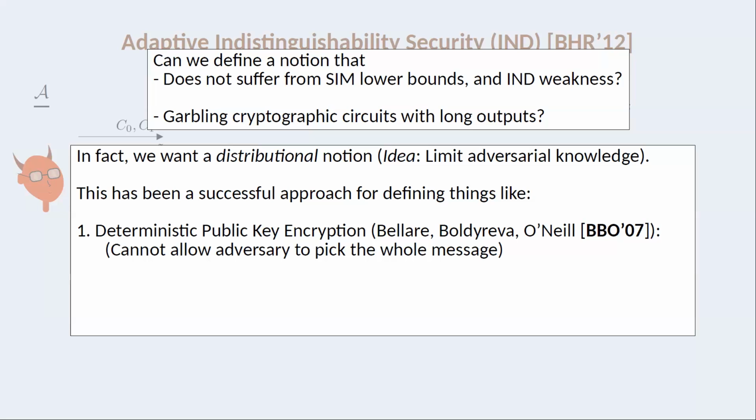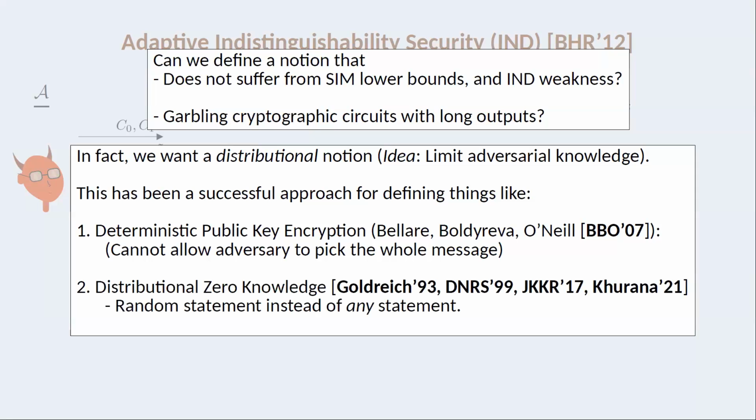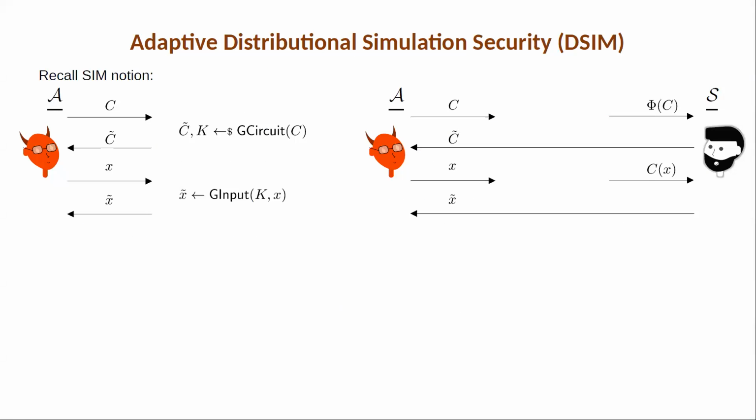Here you can't really allow the adversary to choose the entire message because CPA cannot be deterministic. And secondly, it's been used also in defining distributional zero knowledge, where instead of having any old statement, you have a sampler sampling a random statement. Okay, so let's actually look at the definition.